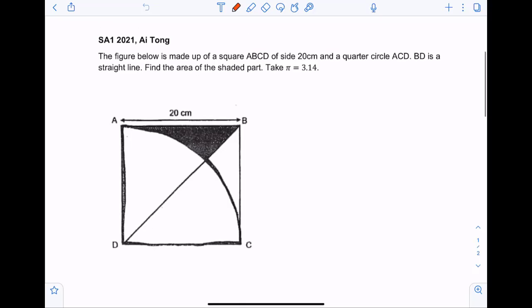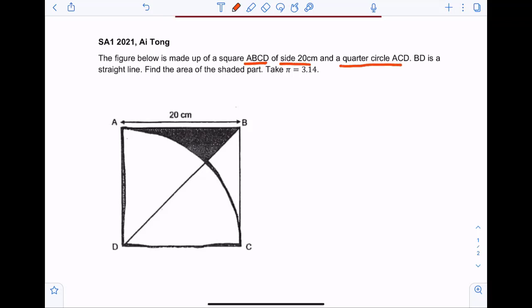The figure is made up of a square ABCD of side 20 cm and a quarter circle ACD. BD is a straight line. Find the area of the shaded part. Take pi to be 3.14.